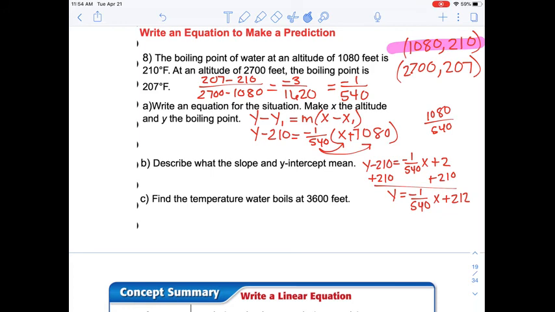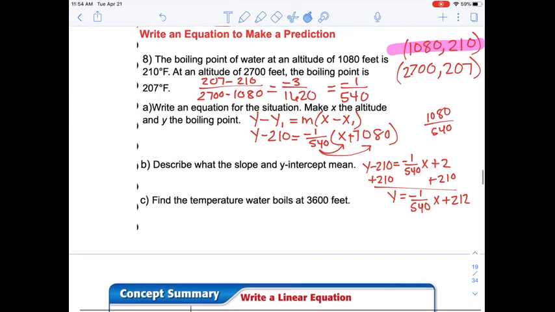And then the y-intercept, so our y-intercept is 212 degrees. That just tells us what temperature it is at 0 altitude, so an altitude of 0, ground level. And then letter C says find the temperature water boils at 3,600 feet.